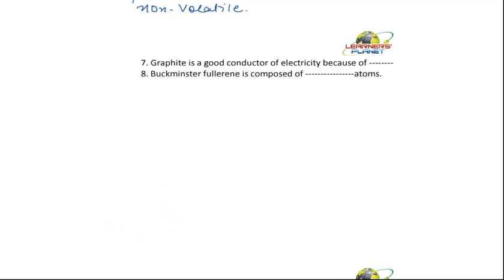Now let's move to the next question here. It's the same. Graphite is a good conductor of electricity because of the presence of free electrons. Its answer would be free electrons.